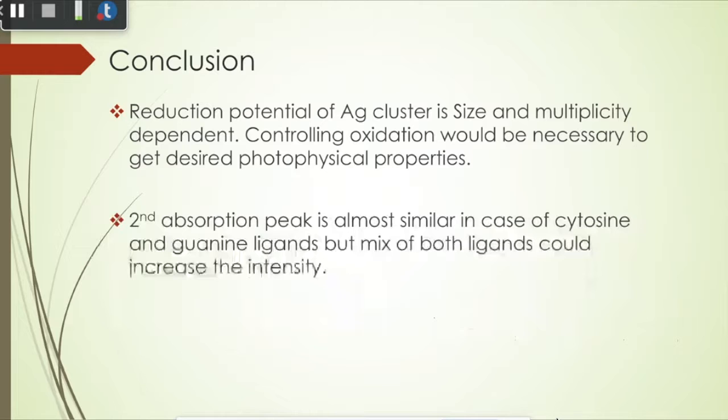So this is the overall result from the cytosine and from this oxidation and the ligations. In the conclusions, I conclude that especially in the smaller size silver cluster, the oxidation state is very important. So we need to control the reduction environment. By controlling the reduction environment, we can control the photoluminescence properties of the system.